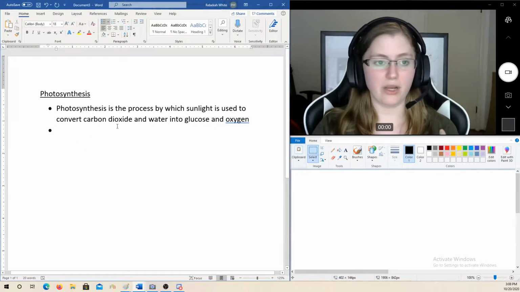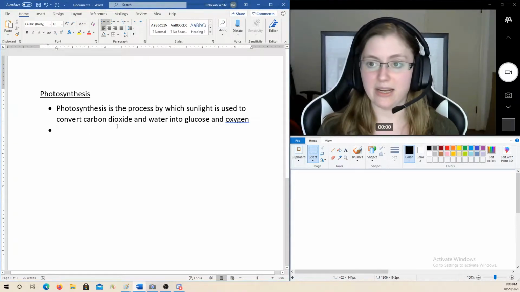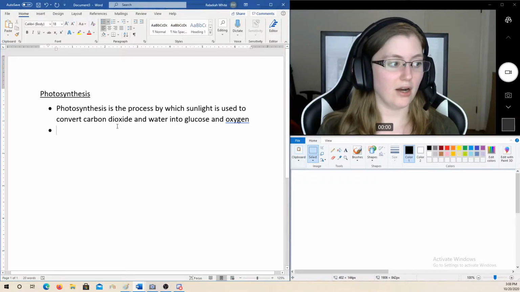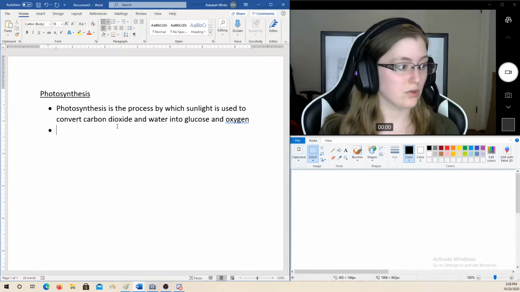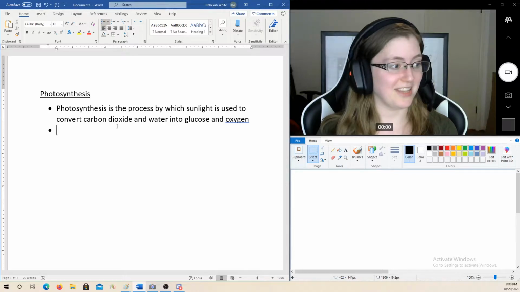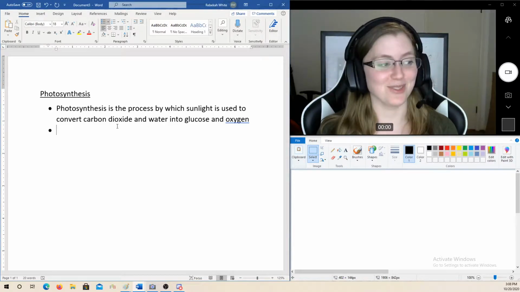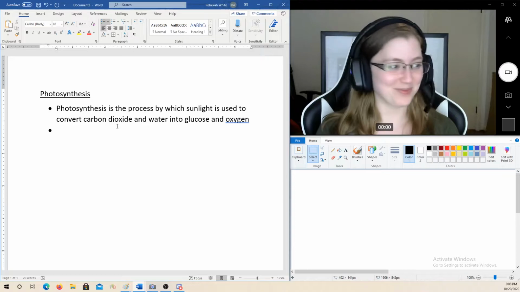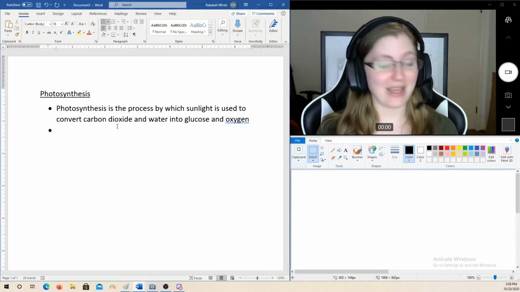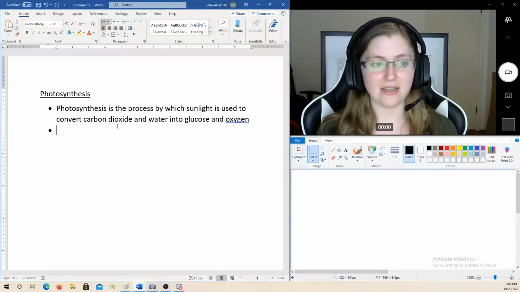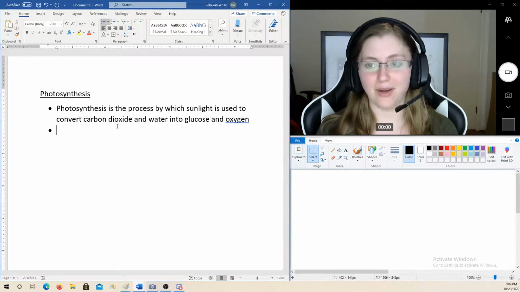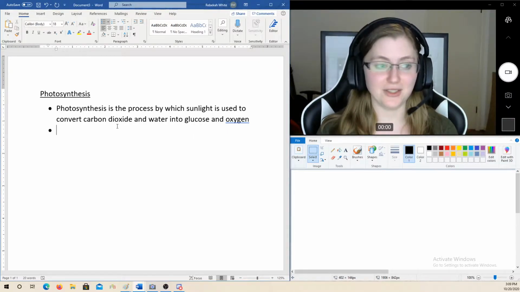So let's think a little bit about why plants might need photosynthesis. What sort of factors play into why a plant needs to convert sunlight into glucose? They don't eat sugar. That is absolutely correct. They also can't typically move. They are usually rooted in one spot unless they have very specific adaptations.